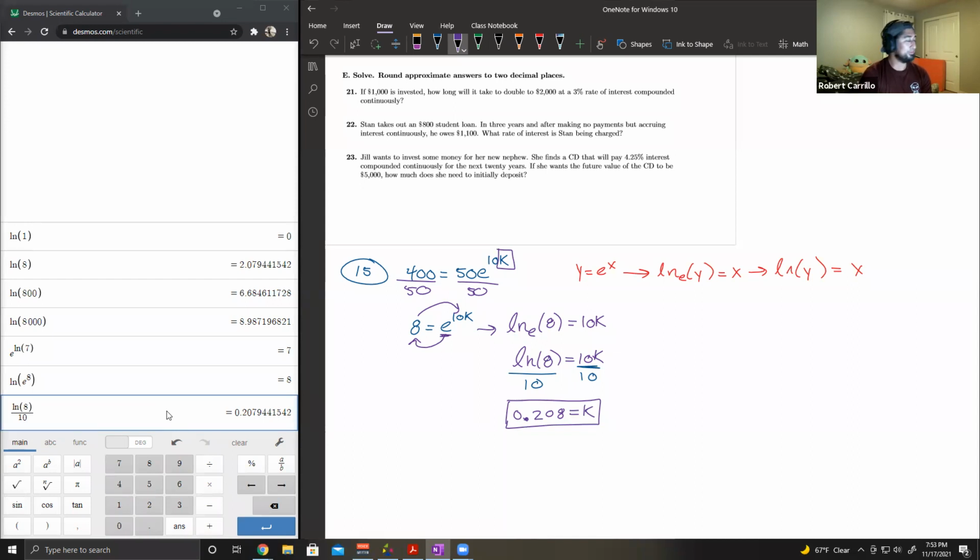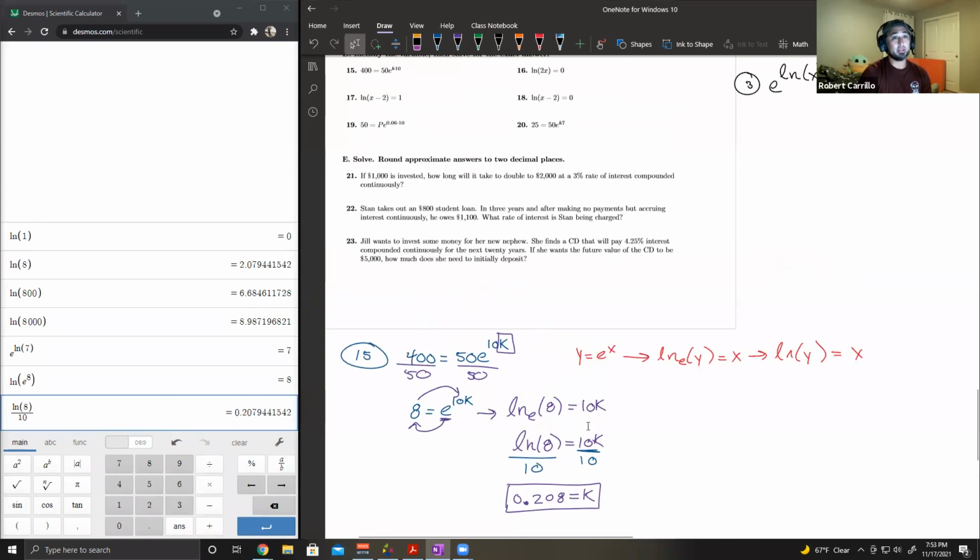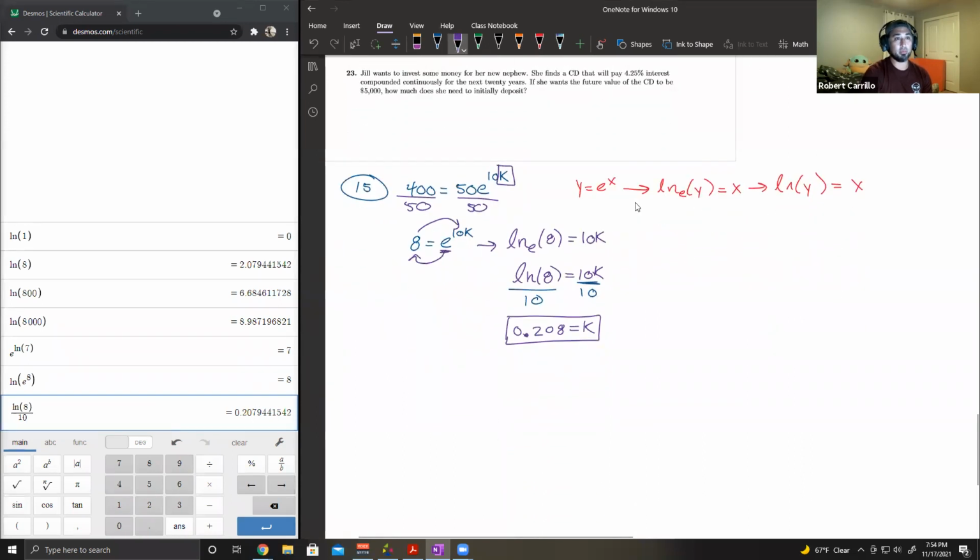Everybody good with that one? It's a work in progress, right? Okay. Do it again for 16. 16 is natural log of 2x equal to 0.